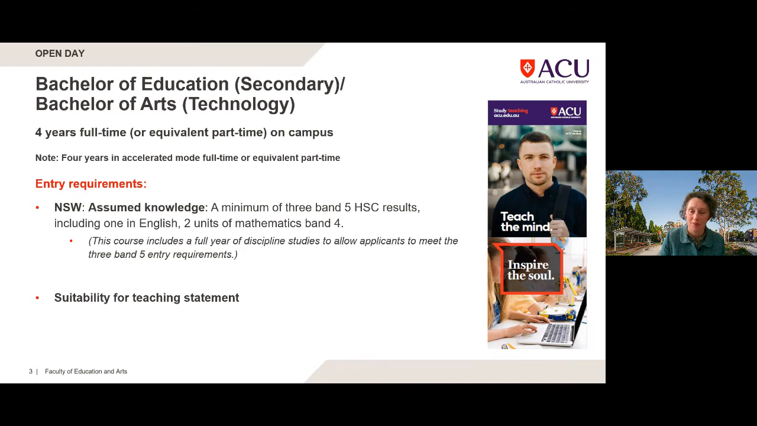The entry requirements in New South Wales, your assumed knowledge, is a minimum of 3 Band 5 HSC results, including 1 in English and 2 units of mathematics in Band 4. But there are other options, so we'll go through some of those as well. So if you don't meet these requirements, there are other pathways through which you can enter this program.